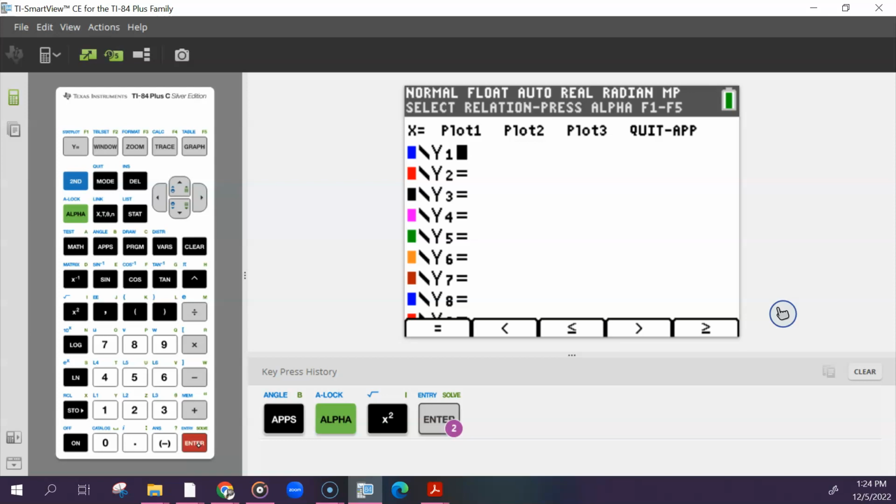So did you do this? Apps. Find the button that says apps. Inequalz. Enter twice.